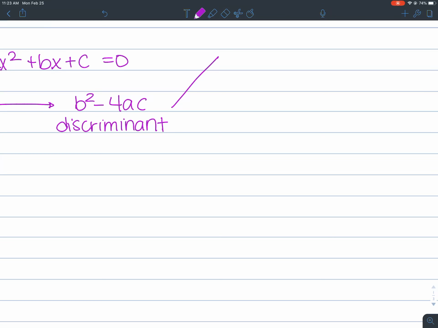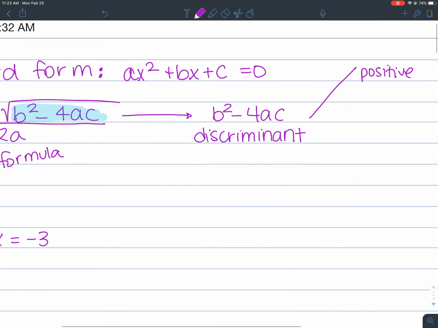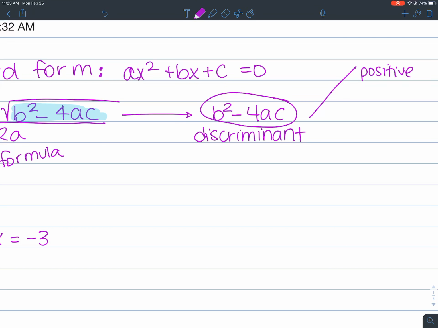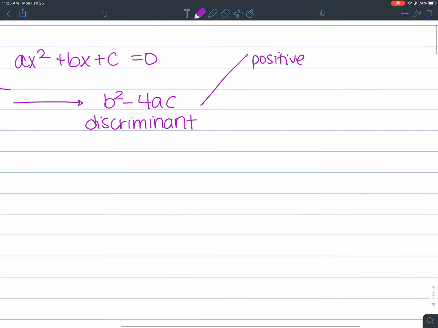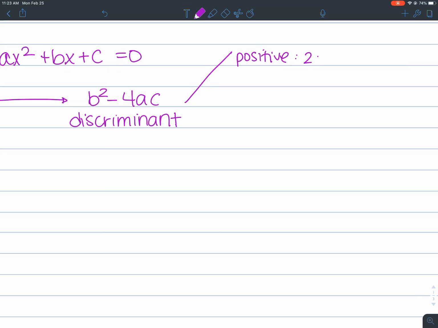So if the discriminant is positive, meaning I simplify what's on the inside of the radical, which is this, and I get a positive value, then I'm going to have two solutions. If it is 0, then I end up with one solution. And if it is negative, then I end up with no real solutions.